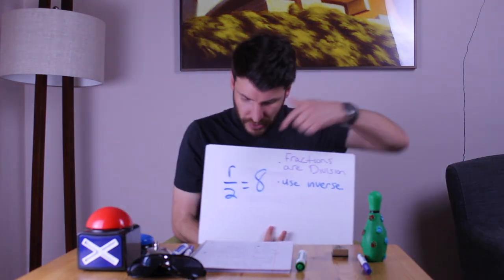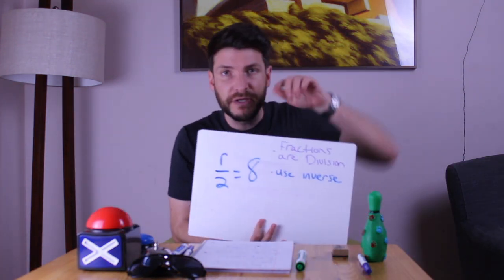Today we're going to be doing a short lesson on solving division equations. Now to solve a division equation, we're going to be using the multiplication property of equality. So a division equation would look something like this. R divided by 2 equals 8.